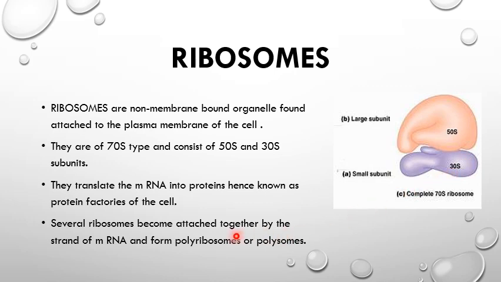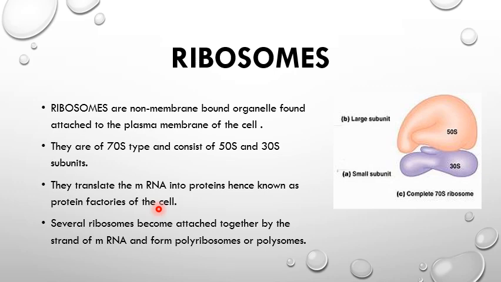So what is the main function of the ribosome? They translate mRNA into proteins, hence they are known as the protein factories of the cell. They help in the synthesis of proteins with the help of RNA. We will discuss later how the formation of protein takes place, in the genetics chapter in the 12th class. So here we should know only this one.